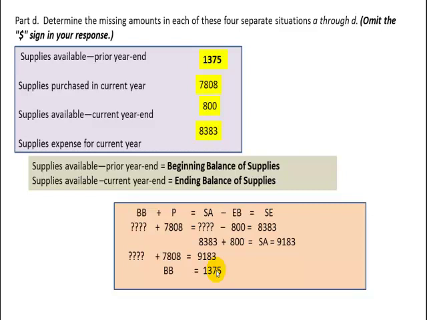Now let me just say that there's lots of ways to work this problem, and if this extra little step of supplies available seems unnecessary to you, skip it. But I think it's a good thing to understand that when you have a beginning balance of something plus something that you purchase, that gives you the amount that you have available to use. I think that's an important concept to understand. But if you want to take a shortcut and leave that out, you can probably still get the right answer to this problem. So we're done.